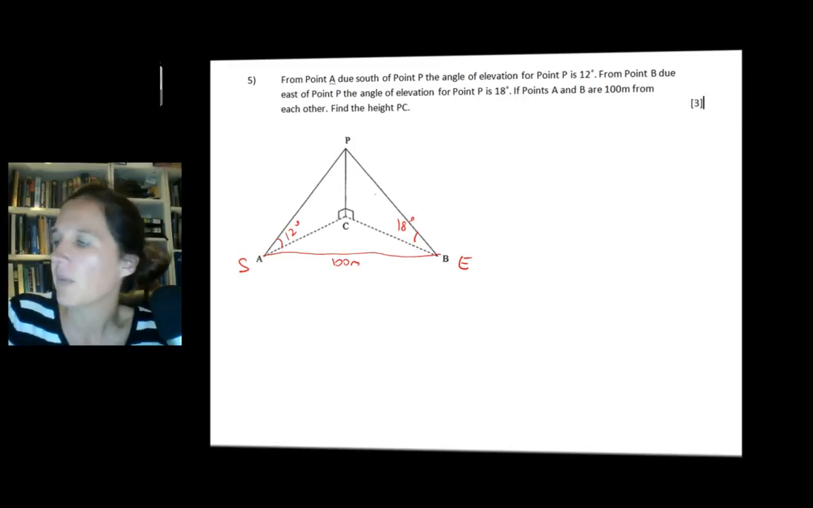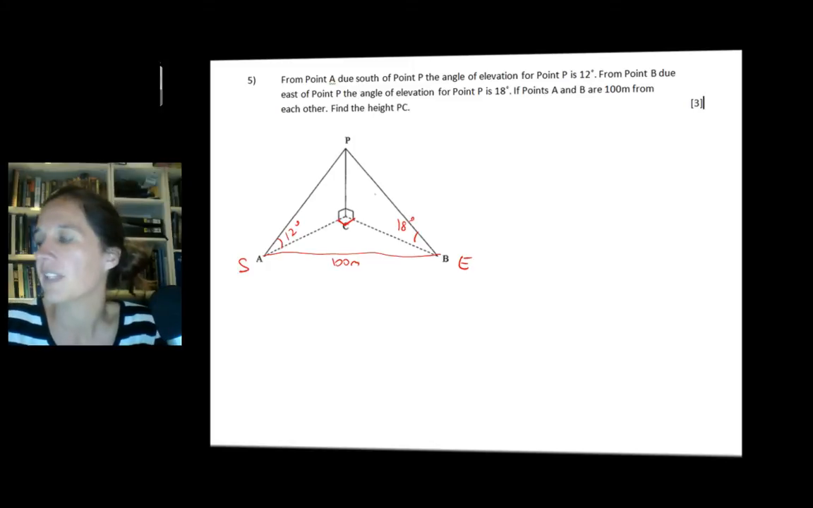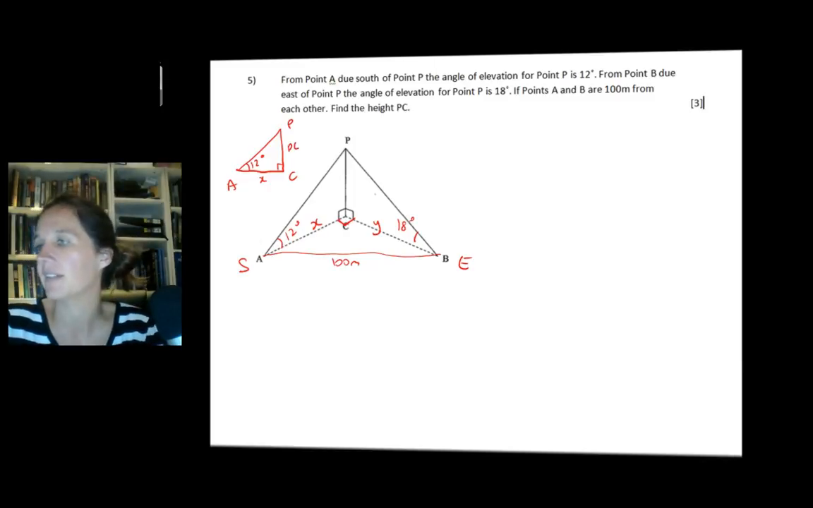First thing we do, we say, okay, well, we know this is south and this is east, so these are right angles. Then we can work on these triangles here. So here we have our triangle ACP. We've got 12 degrees. We're going to call this one X, and this is our PC that we want to find.